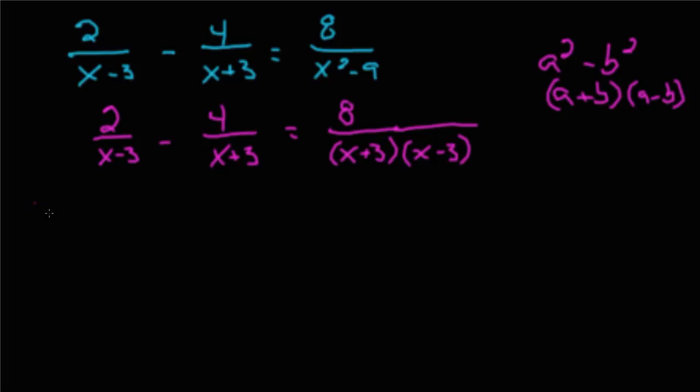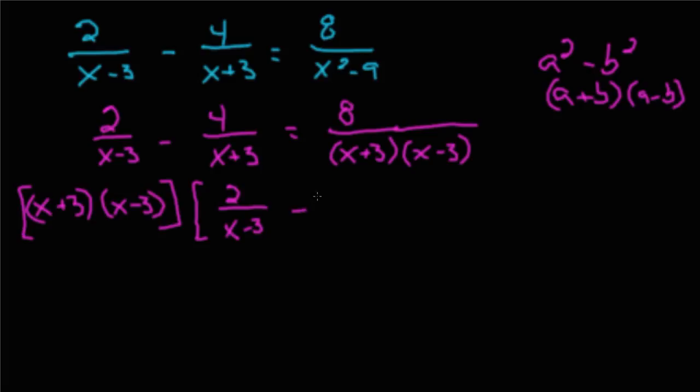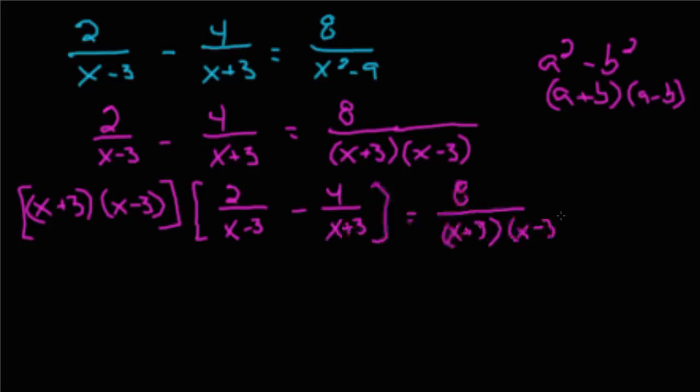So we can come over here and say x plus 3, x minus 3, and we'll put that in brackets just to make sure that we multiply it by everything on the left side of the equation. 2 over x minus 3 minus 4 over x plus 3 equals 8 over x plus 3, x minus 3 times x plus 3 times x minus 3.